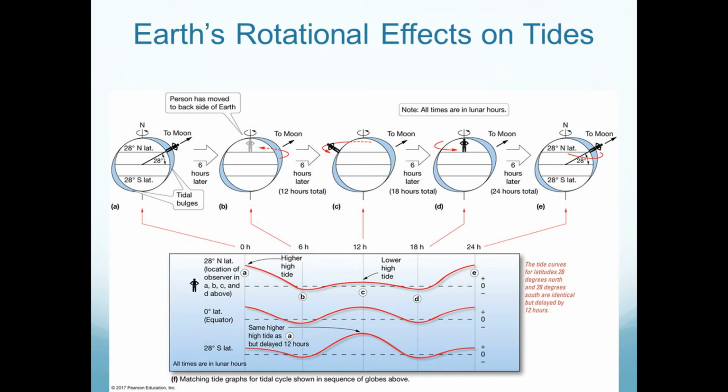But you can see it depends on where on Earth he is, because if you look at the 0-degree latitude, let's just say we put the man at the equator, he won't experience as high of a tide because he's never really directly in the middle of the tidal bulge. You can see he does have high tides, but they are about the same height throughout the day, versus at 28 degrees north, he had a much higher tide and then a lower high tide. And that's the same if we put him at 28 degrees south latitude.